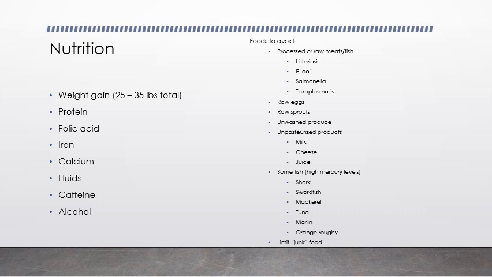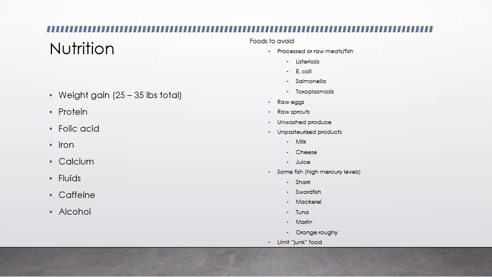On the right-hand side of the slide, there are foods that we should counsel women who are pregnant to avoid, and that's processed or raw meat and fish. They could be associated with listeriosis, E. coli, salmonella, and toxoplasmosis. So these are serious infections for the fetus that can cause devastating results, and we want to counsel women to avoid those things. Also, raw eggs or raw sprouts, unwashed produce, unpasteurized products. Those can all cause infections that can adversely affect the fetus.